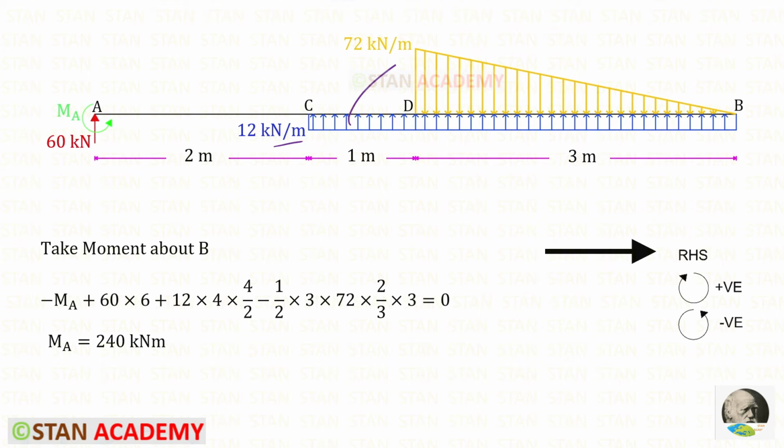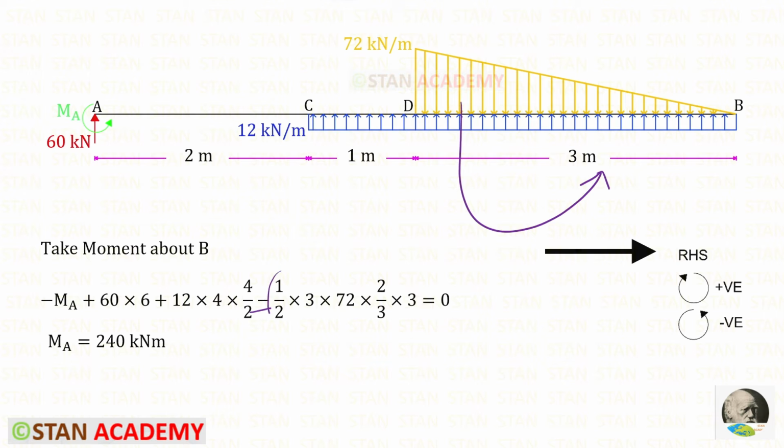The UDL is acting in the clockwise direction, so it will be positive. We know that with the UDL we have to multiply the distance and then the distance upon 2. The UVL is acting in the anti-clockwise direction, so it will be negative. For the UVL we have to multiply the area with the centroid distance.